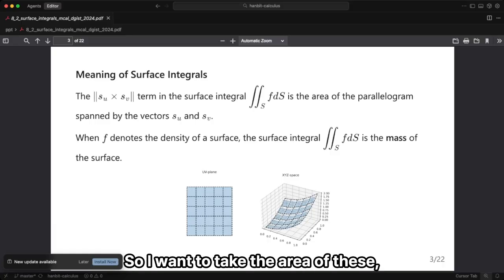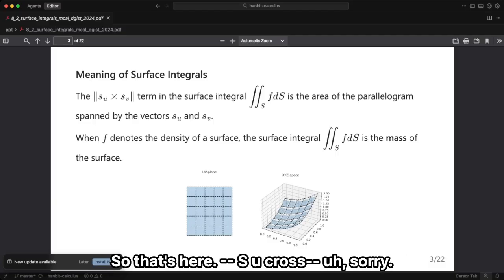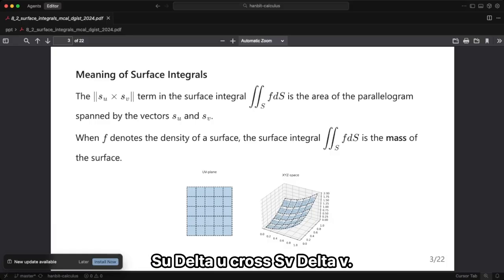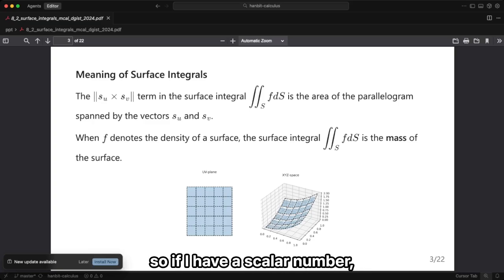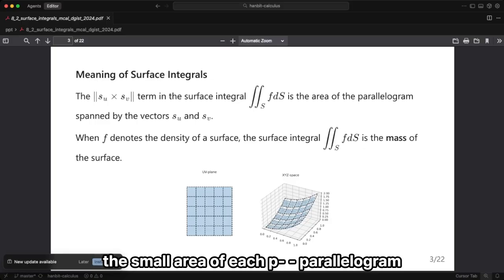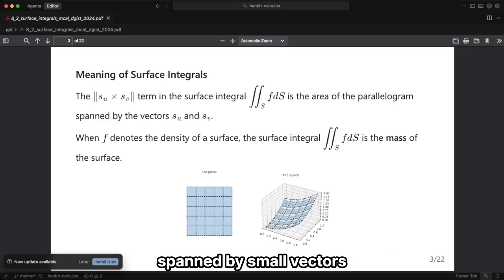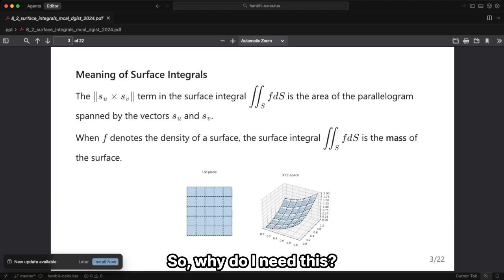So I want to take the area of the parallelogram spanned by two vectors. So that's here, SU delta U cross SV delta V. And I want to take the norm to get the area of a parallelogram. But these two are just scalar numbers, and if I have a scalar number, I can always take it out. So therefore, this becomes the norm of SU cross SV, times delta U delta V. So this is actually the small area of each parallelogram spanned by small vectors corresponding to the small movement on the UV plane. So why do I need this?